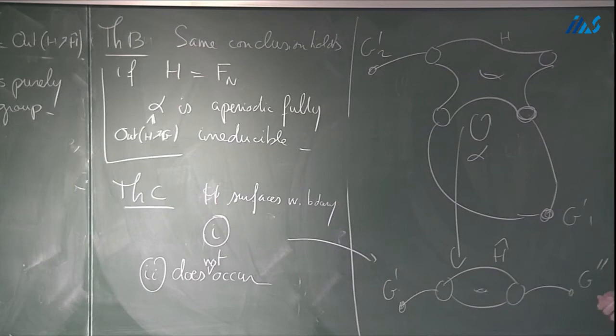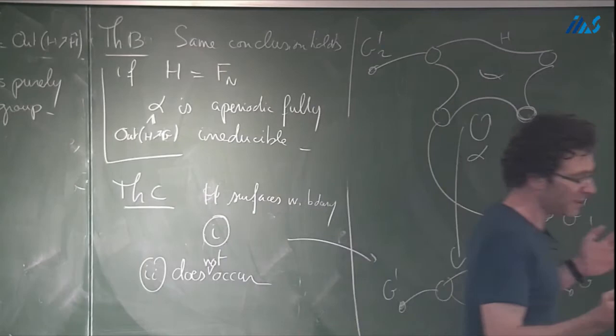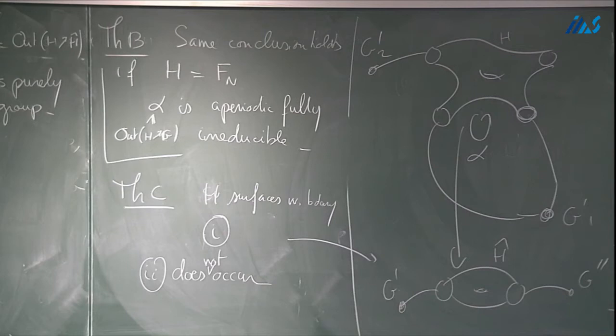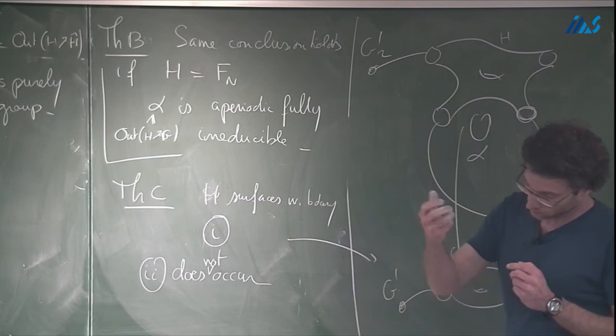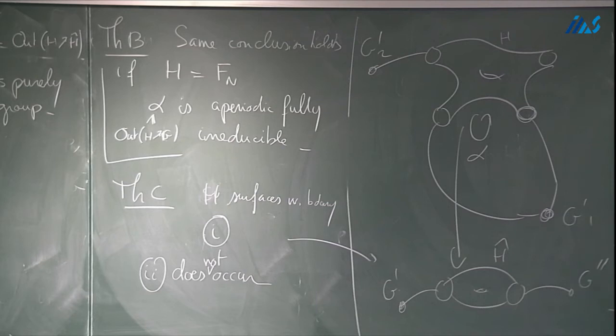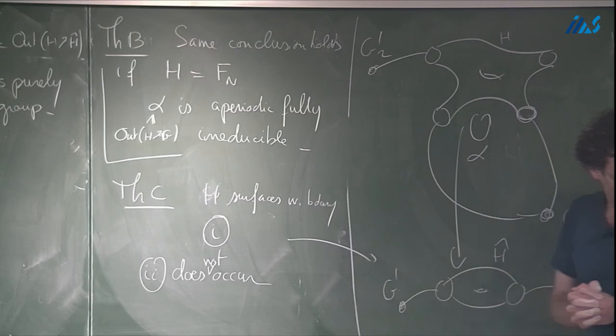In this case, you don't have any hypothesis on H, like a closed surface group or a free group. You can basically start with any finitely generated subgroup, and so we have a statement saying: take a hyperbolic group, take a finitely generated subgroup, and assume that every automorphism of H extends to G. Well, then the embedding of H in G is a bit complicated, but from this embedding you can see that all automorphisms extend. Okay, and let me stop here.